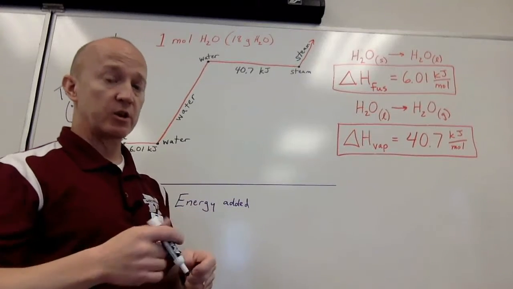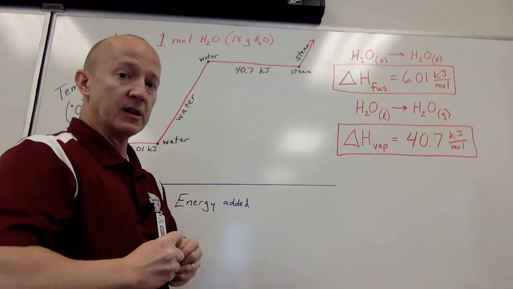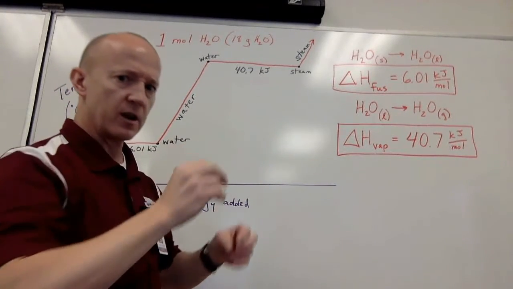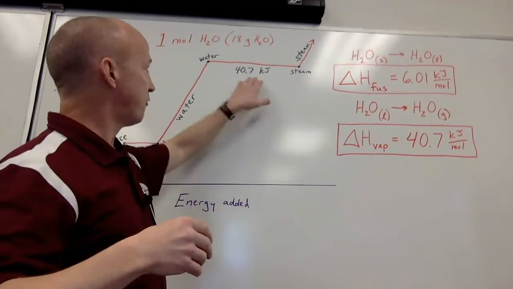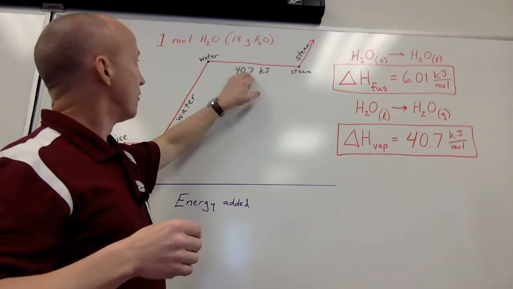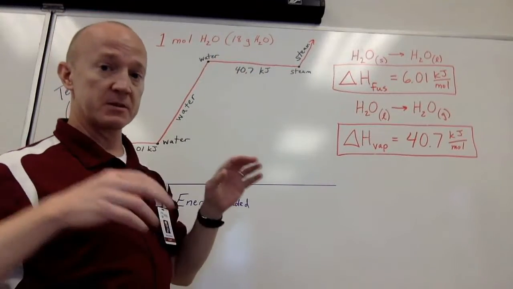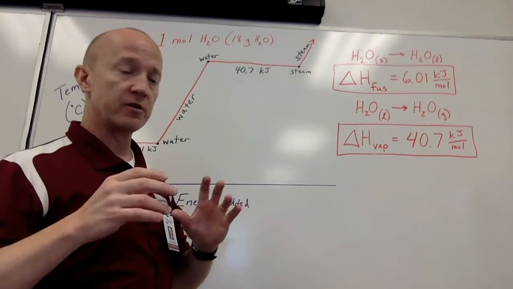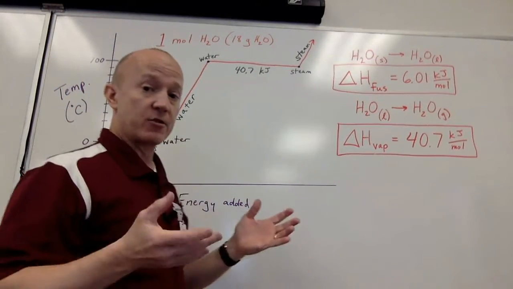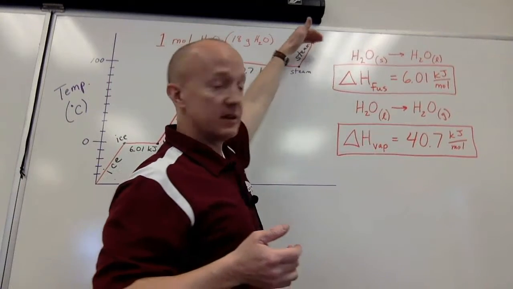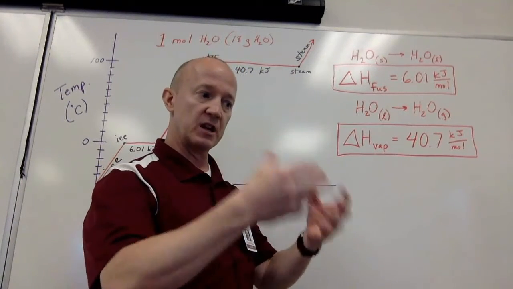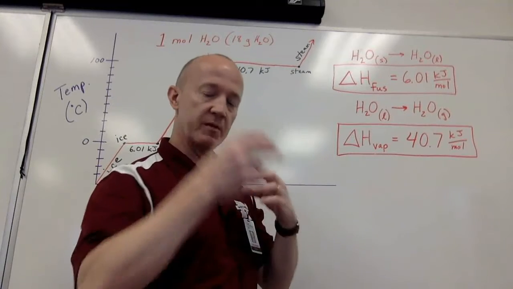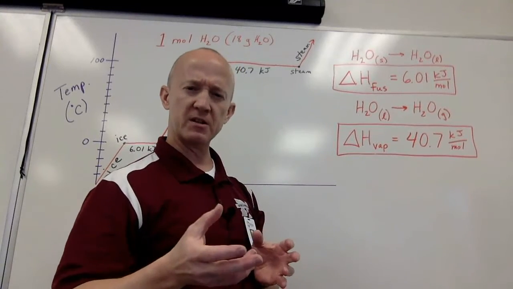Water to steam, that temperature does not change. While all those molecules are being converted into steam, you may have a few convert, and then another few convert, and another few convert. So it takes 40.7 kilojoules for that 18 grams to completely convert into steam. And then after that, the temperature will begin to increase again as the kinetic energy causes those steam molecules to move even faster. Does that make sense?